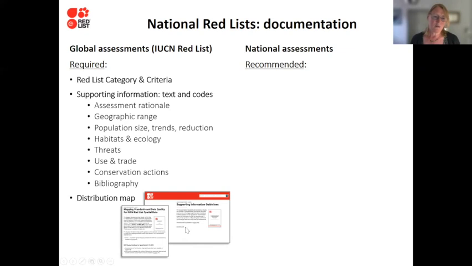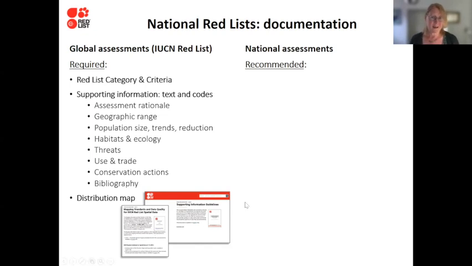On the website, we've got documents that you can download that explain what the mapping standards are for all maps being submitted to us, and what supporting information we require, and what supporting information is recommended, and how to write an assessment as well. So all of that is in the supporting information guidelines and the mapping standards guidelines.